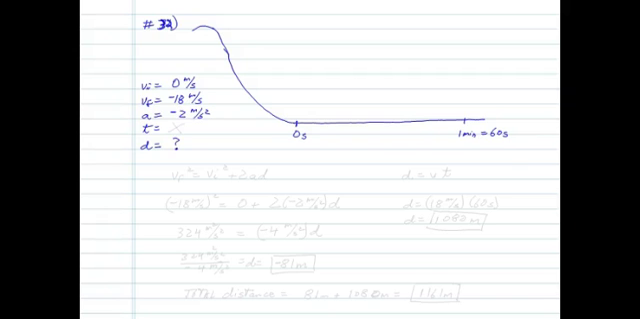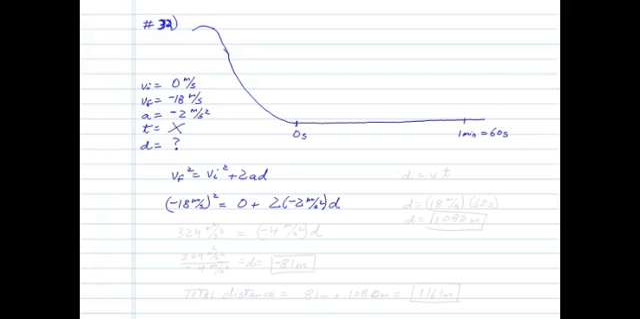How far did you go down the hill? Is what we're trying to find. Time is missing. So for the first part, we need v final squared equals v initial squared plus 2ad. So negative 18 meters per second quantity squared equals 0 squared, which is 0, plus 2 times negative 2 meters per second squared times d.